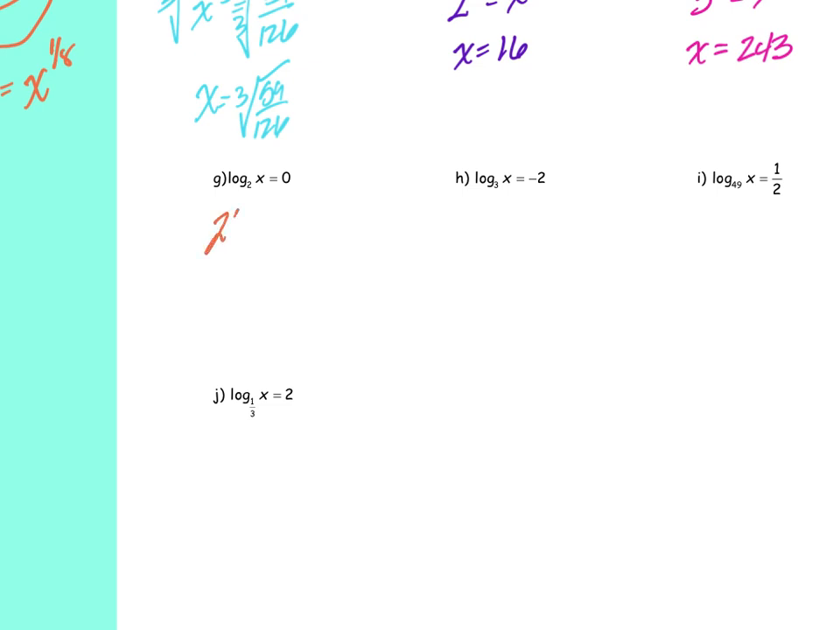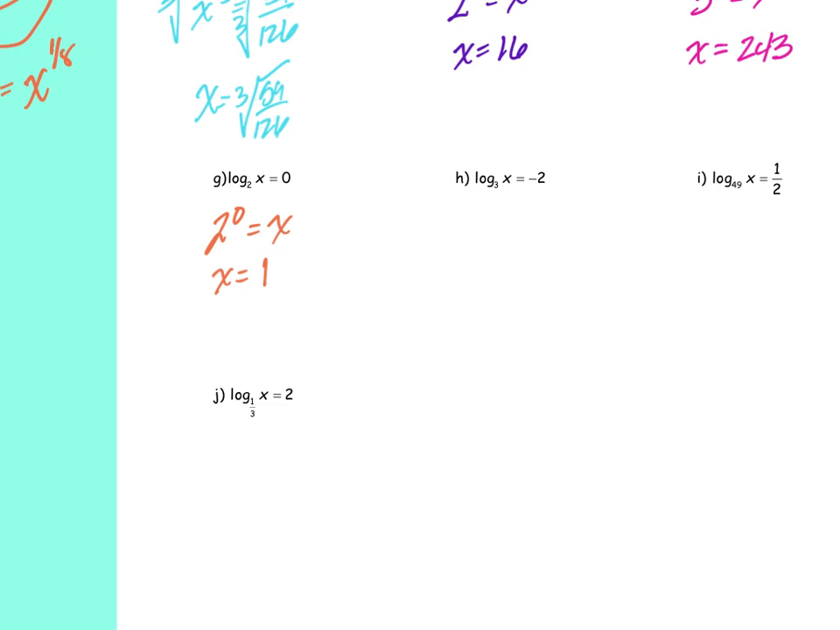Okay, 2 to the 0th power equals x. And we talked about the 0th power yesterday. What does 2 to the 0th power equal? Yes, it's 1. Very good. And if you put that in your calculator, by the way, if you put anything to the 0th power, you're going to get 1. Okay?